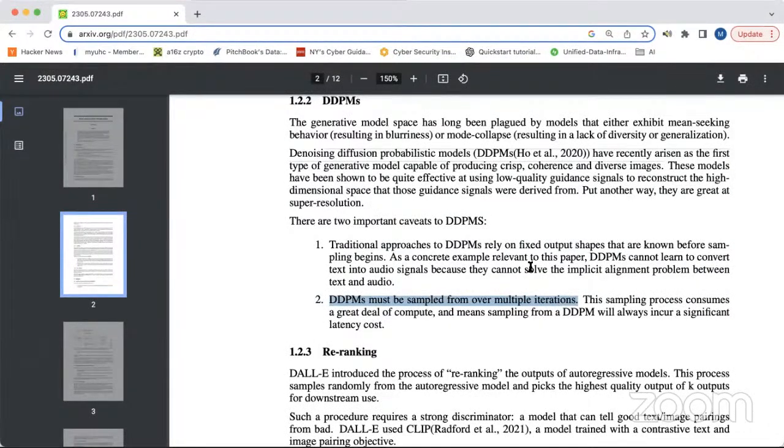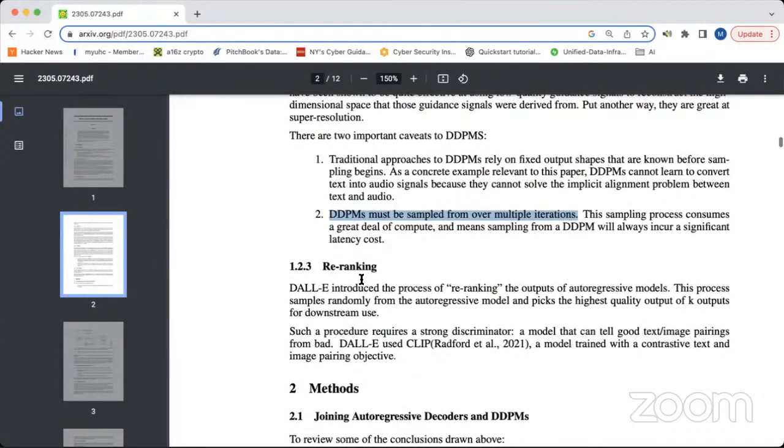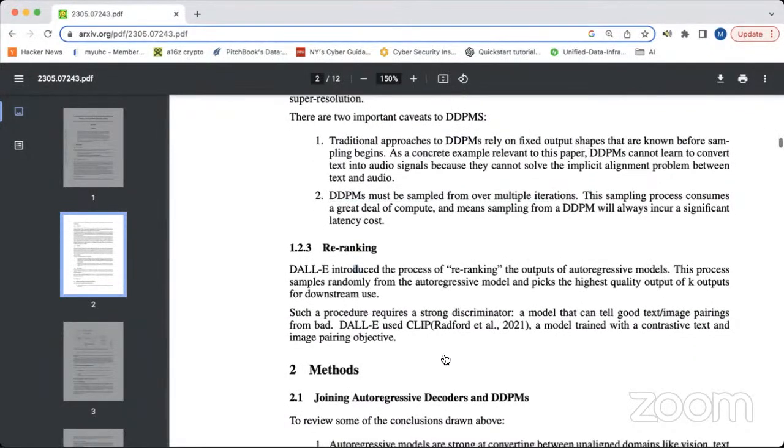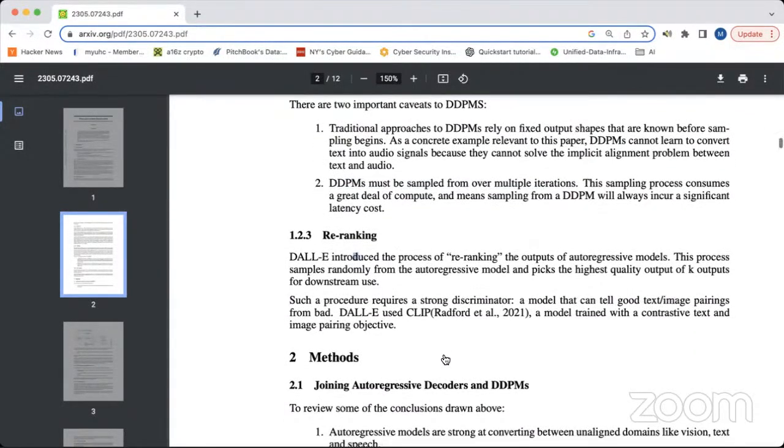So these are some of the limitations, right? He says some of the limitations of DDPMs is that it cannot learn to convert text to audio signals because they cannot solve the implicit alignment problems. He also relies on this re-ranking, which DALL-E does, to get better results, right? We've seen that in our bootcamp as well.